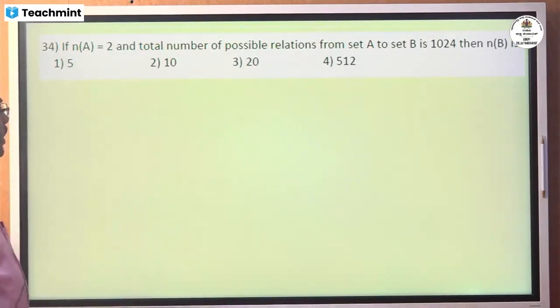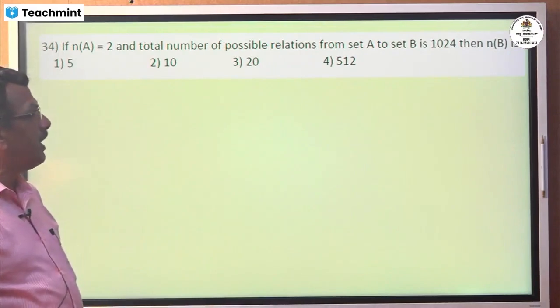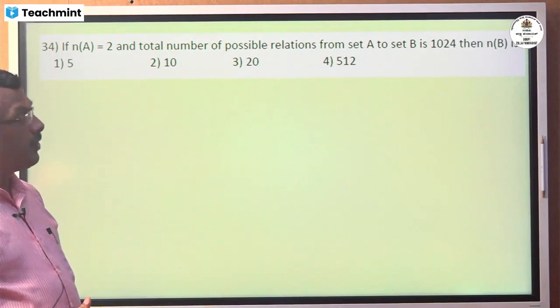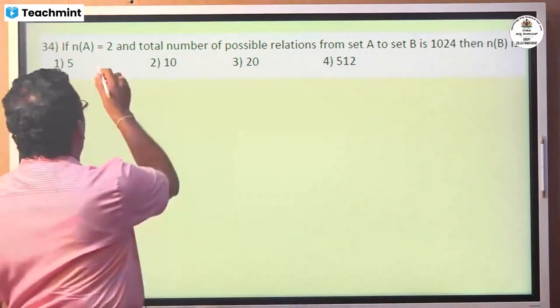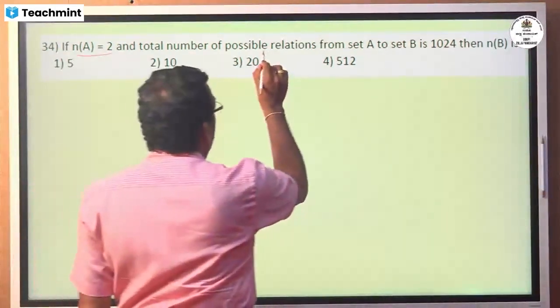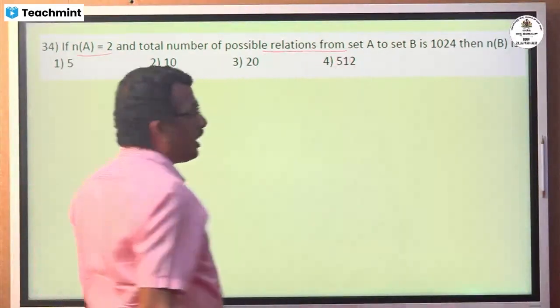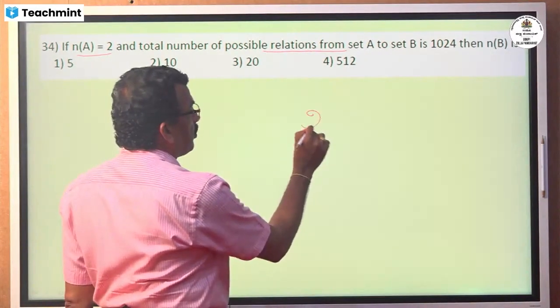If n of A equal to 2 and the total number of possible relations from the set A to set B is 1024, the number of elements in B is. Wordings ನೋಡ್ಕೊಳ್ಳಿ. n of A is equal to 2. One problem solve ಆಯ್ತು. Total number of relations from A to B. As you know that total number of relations from A to B is what?